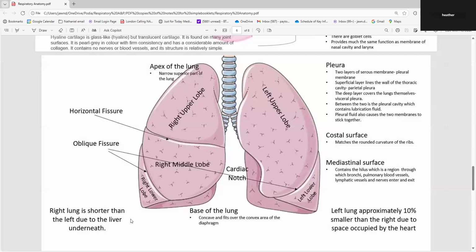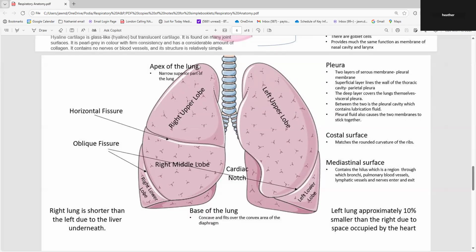The right lung is shorter because it's got the liver sitting underneath it. And then you can imagine we've got the diaphragm under here, which makes the base of the lung slightly concave so it can fit over the convex area of the diaphragm. We have these fissures here. These are the divisions between the lobes, horizontal and oblique. And you've got an oblique fissure here. And obviously the heart sits in here.